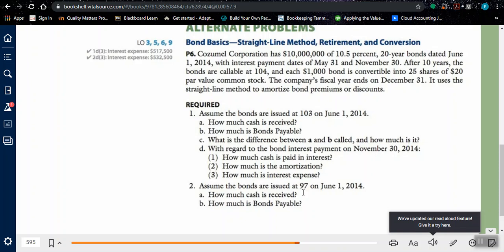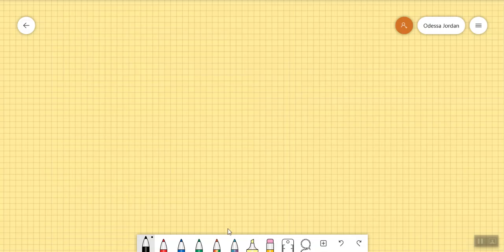So here we're using the straight line method. We're not using the effective interest rate. We're using the straight line method to make our calculations very, very simple. All right, so the first thing that we have to determine is how much cash did we receive? So let's go up here.